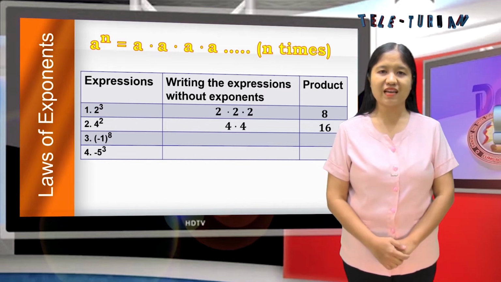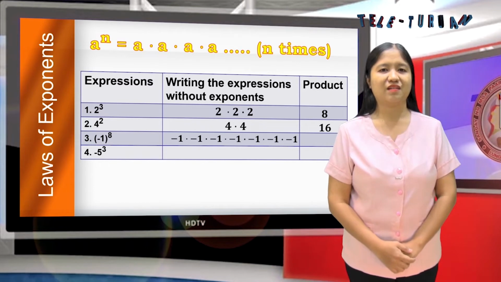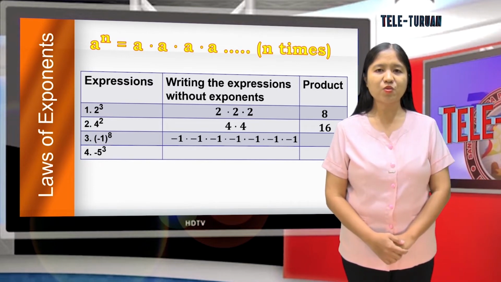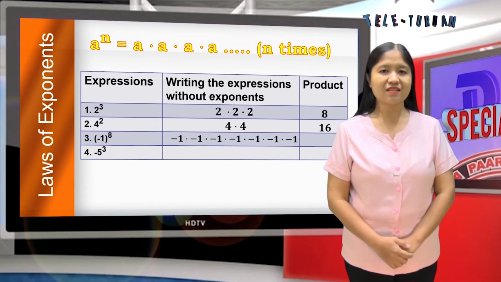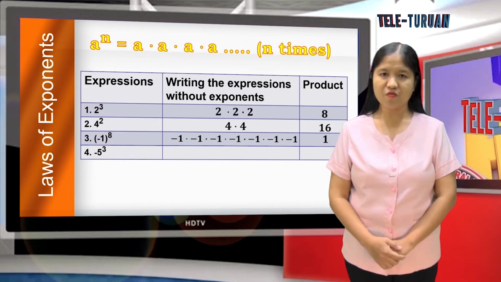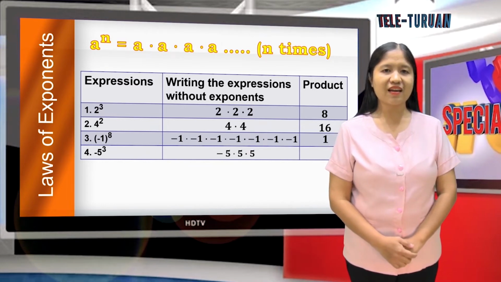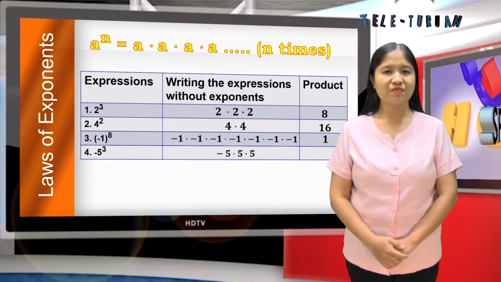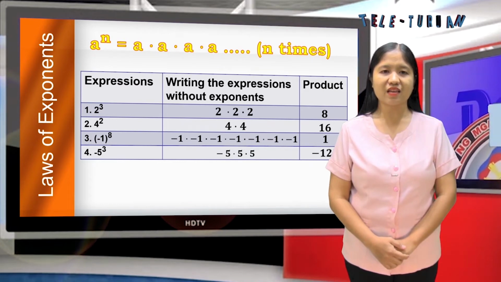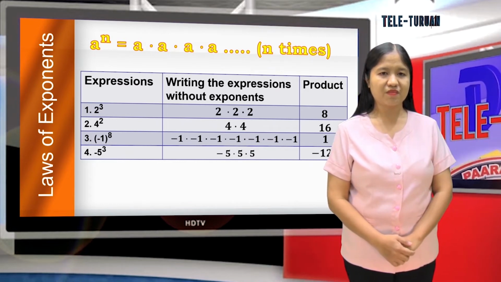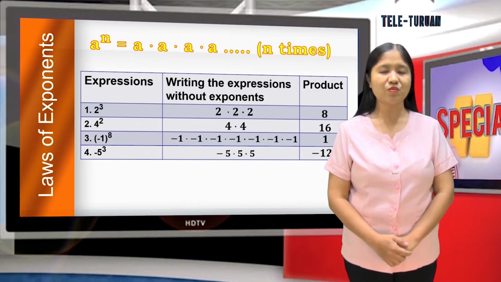How about for number 3 and 4? Can you complete the table? That is correct. For number 3, we have to multiply negative 1 8 times by itself for the second column and 1 for the third column. For number 4, we have negative of 5 times 5 times 5 for the second column, and it is equal to negative 125. Can you find an easy way of finding the result written in the third column? What is it?